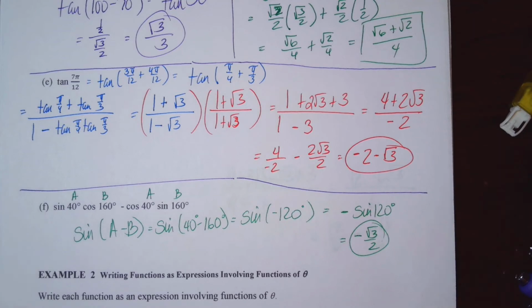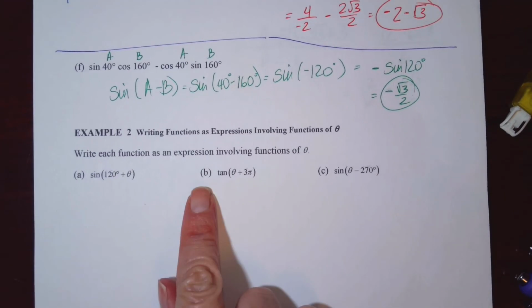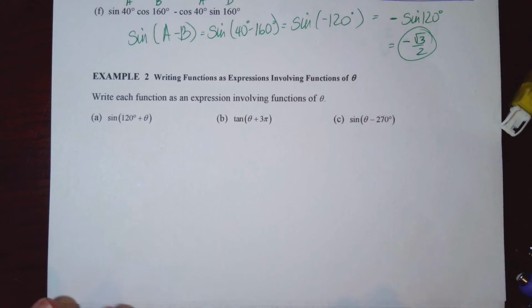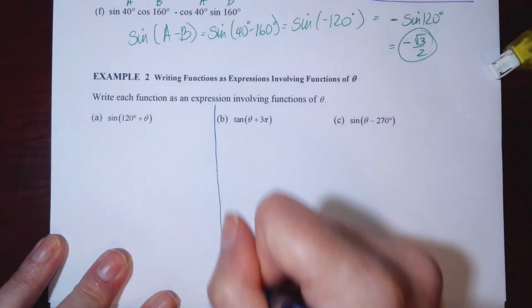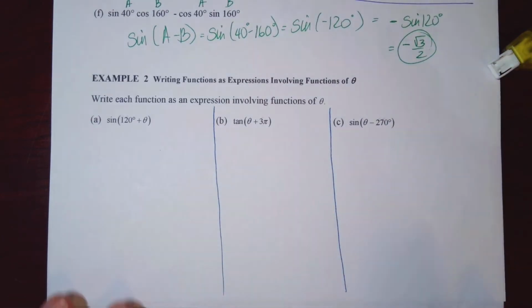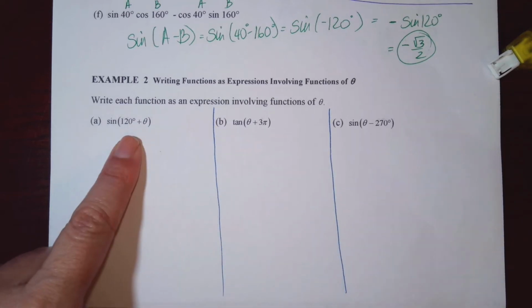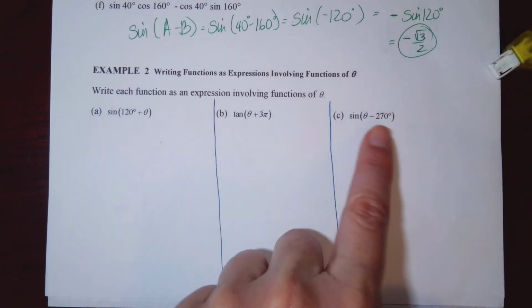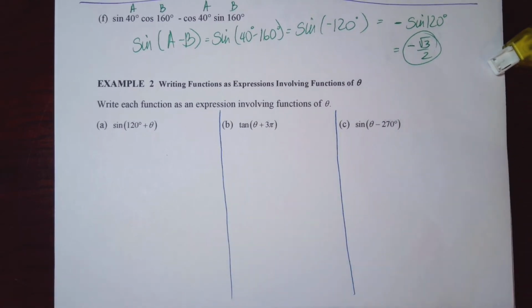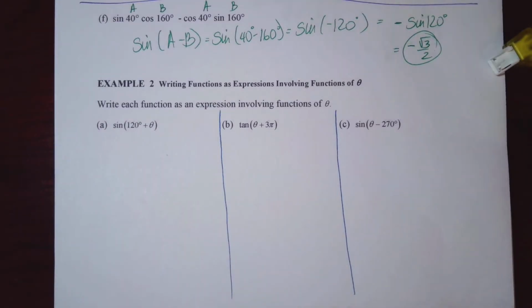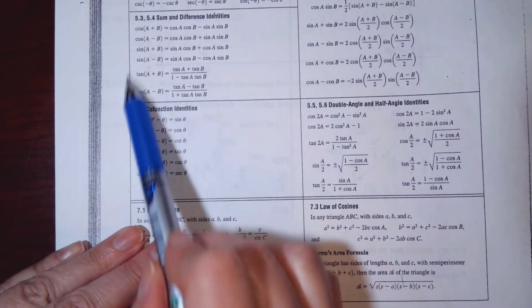Okay, so for this next one, we're going to write each function as an expression involving functions of theta. Anytime you're given a setup like this, fill in everything you know. That's kind of your rule of thumb. Identifying, I've got sum identities and a difference identity here. Referencing your identity sheets for sine and tangent, or you can pull out your big identity sheet where you've got sine and tangent, sum and difference right here together.